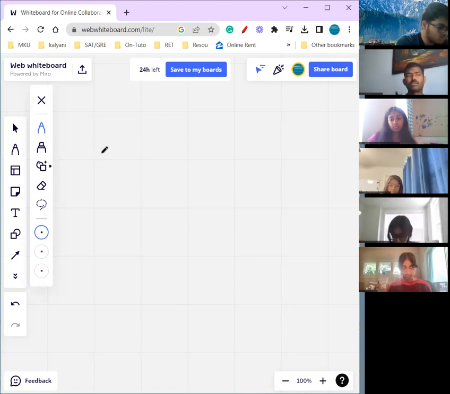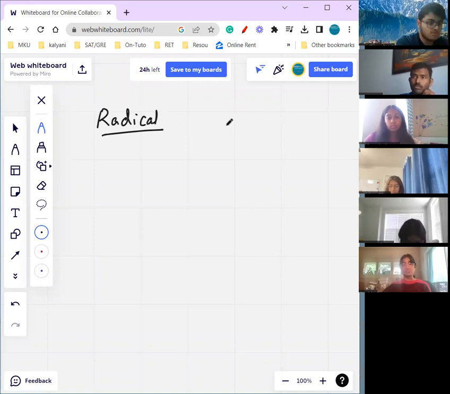Just to review from the last class, we talked about the radicals, right? The radicals are what we can call square roots or rather cube roots. These are the basic radicals, but again, how do we solve those questions?